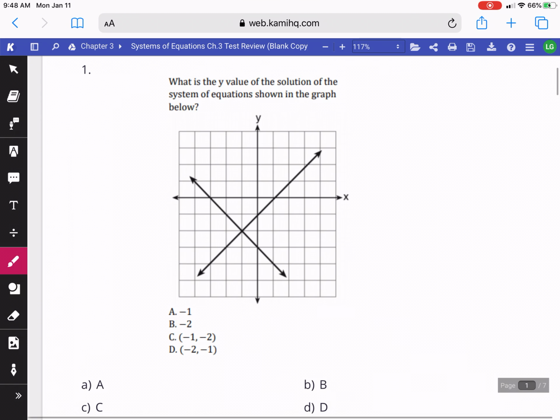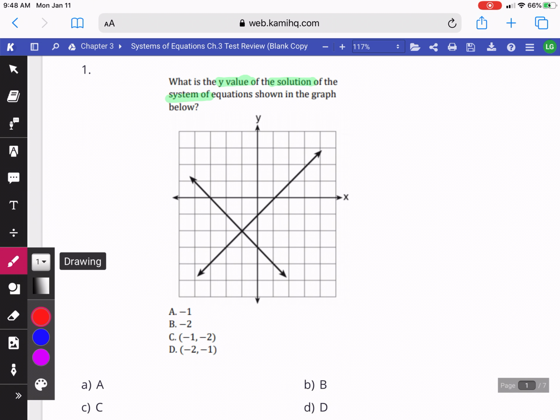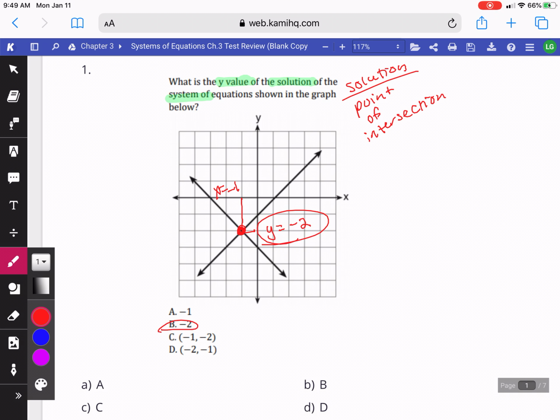Here in this problem, it asks, what is the y value of the solution of the system? So anytime you have a graph, your solution is the point of intersection. So we need to look at the point of intersection in this graph. Here you can see they cross here. X would be at -1, and our y is equal to -2. So since it wanted the y value, the answer is -2. If they had asked you to write it as a point, it would be -1, -2, but here they only wanted the y.